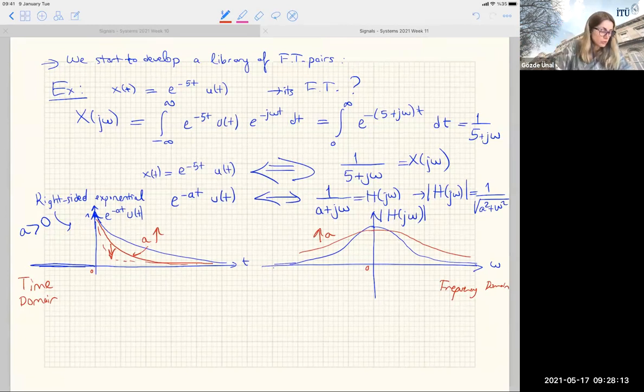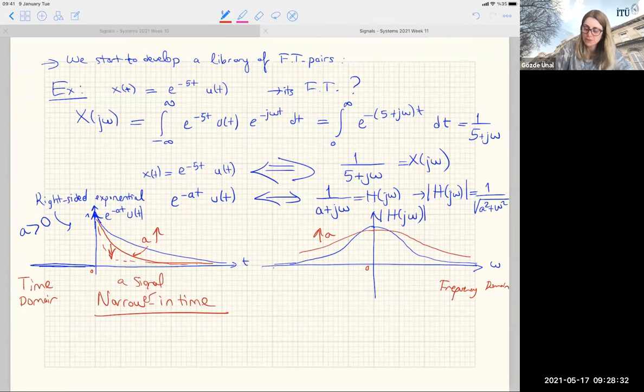So this is called time narrowing. If I have a signal narrow in time, and make it narrower in time, I will have a wider spectrum. Sometimes we call this bandwidth. Bandwidth will be higher. Bandwidth is larger.